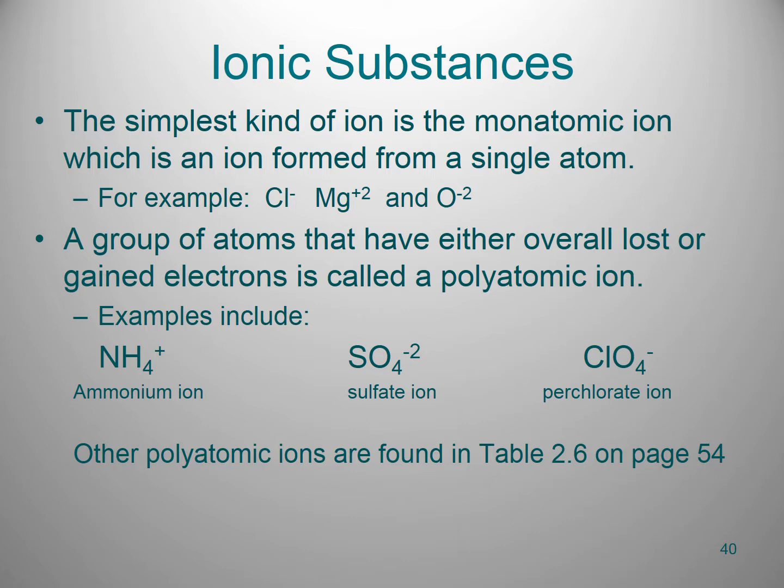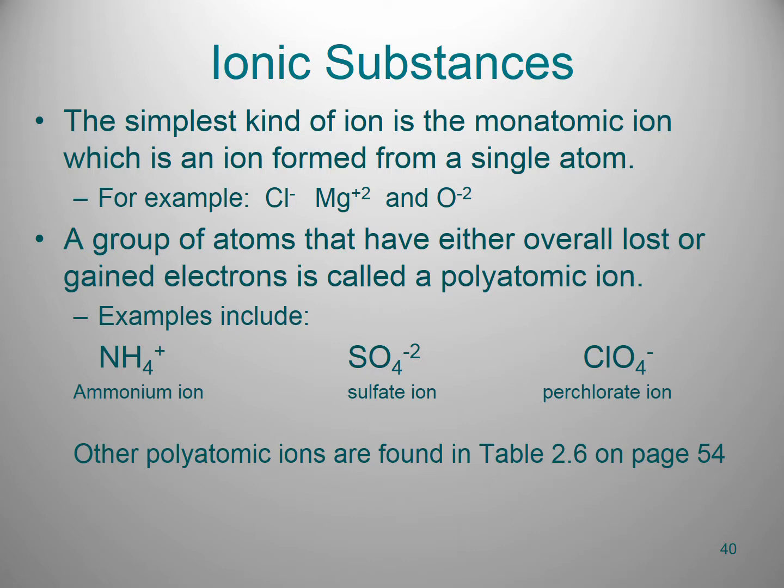We can also have a group of atoms that as a group either gain or lose electrons. These are called polyatomic ions. So you can see some examples. NH4 together lose 1 electron to become NH4 plus. SO4 together gain 2 electrons to make SO4 negative 2, the sulfate ion, and ClO4 gains an electron to become the perchlorate ion.